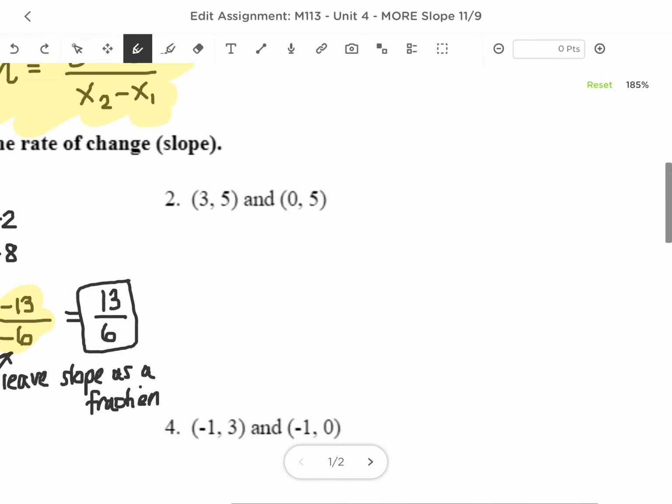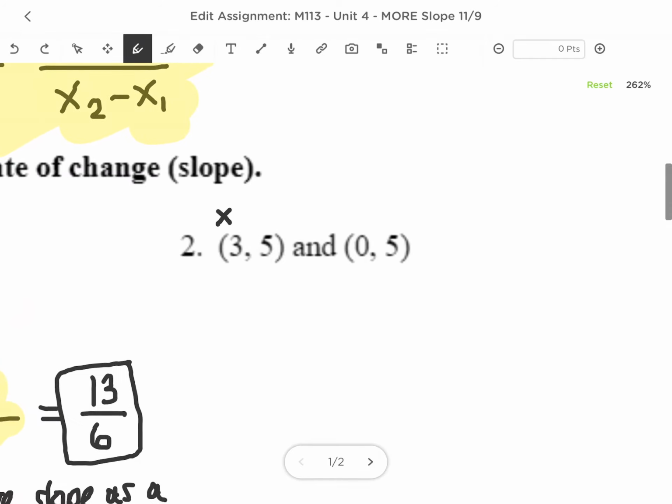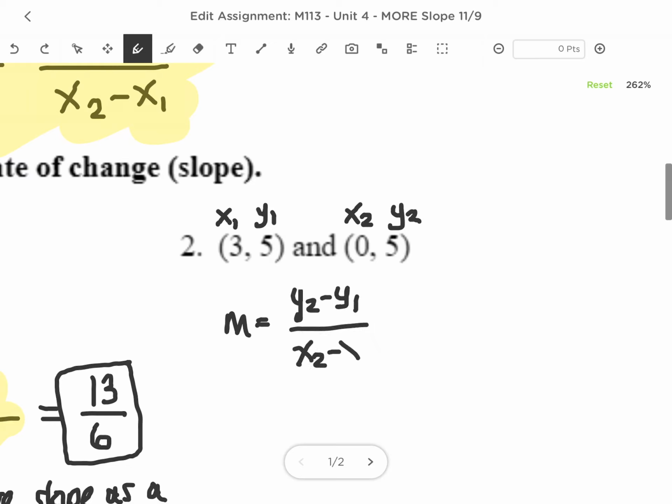So let's take a look at number 2. My first point is going to be x1, y1. My second point is going to be x2, y2. So I have m equals y2 minus y1 over x2 minus x1, which equals 5 minus 5 divided by 0 minus 3. 5 minus 5 is 0, divided by -3.